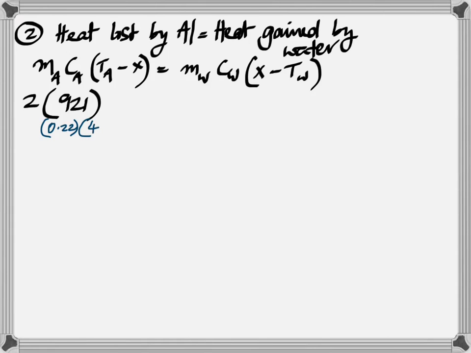Where X is the final temperature, and you see how I get the 921. It's 0.22 calories converted into joules, multiplying by 4.186, and then multiply by 1,000. That is supposed to be 1,000 there.